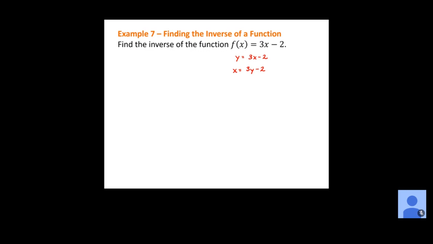Now I'm going to solve this equation for y. So if I do that, I can add 2 to both sides. It's going to give us x plus 2 equals 3y. Then we can divide by 3. And keep in mind, we need to divide every single term when we do that. So that's going to give us 1/3 x plus 2/3 equals y. This now represents my inverse function, so I can say f inverse of x is equal to 1/3 x plus 2/3, and this would be my answer.